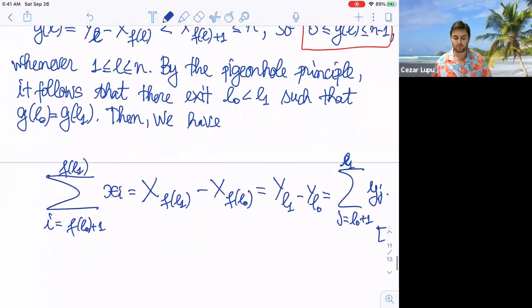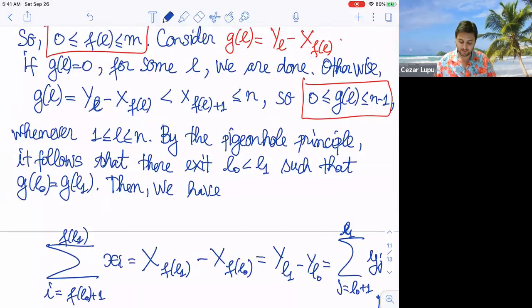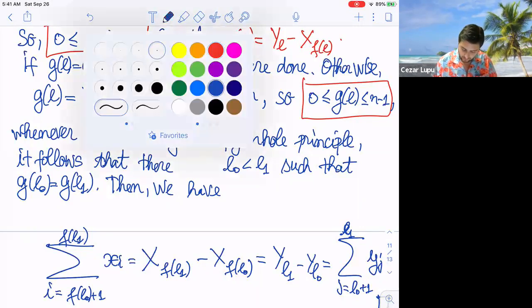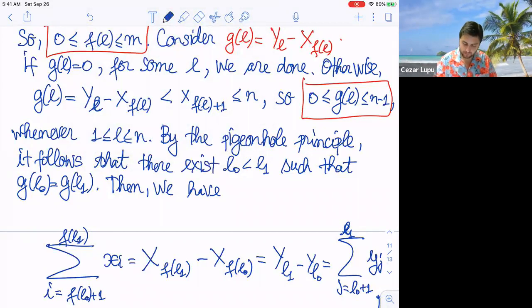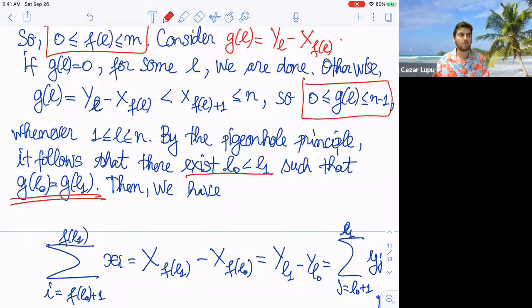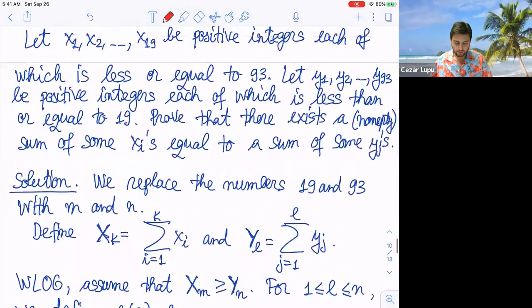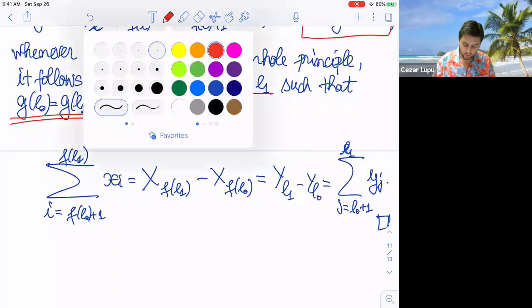You see, the Pigeonhole Principle will guarantee that there exists L0 and L1 such that this happens. Okay, that's it. It was a tricky problem, I would say. That's very tricky.